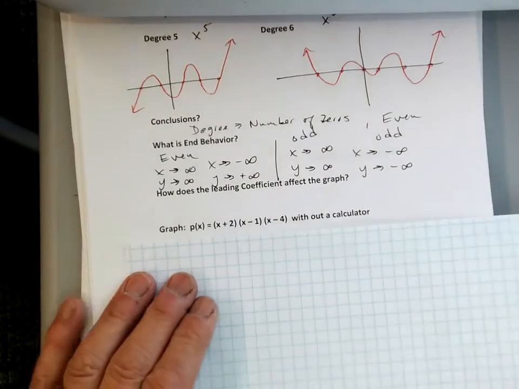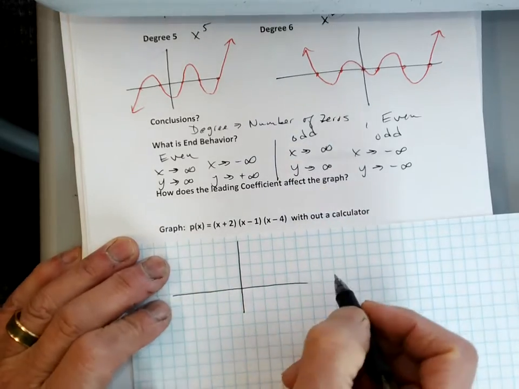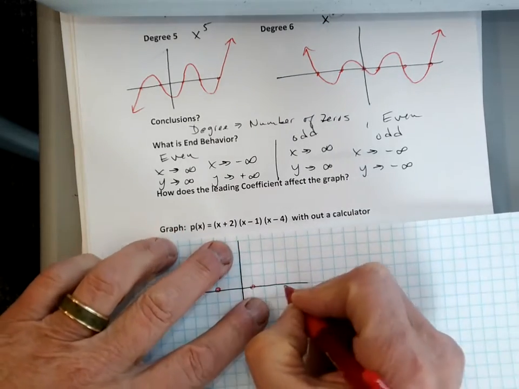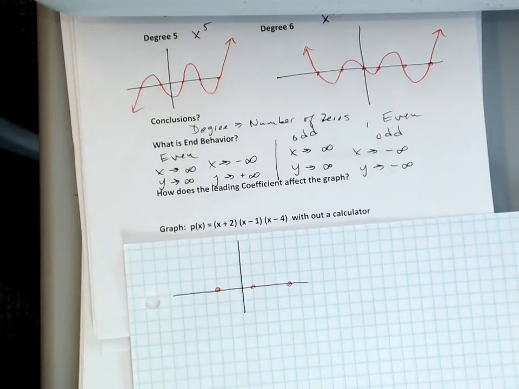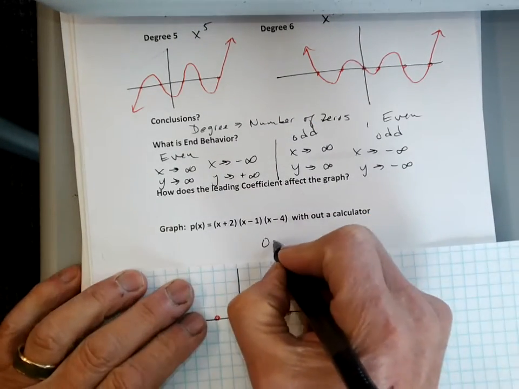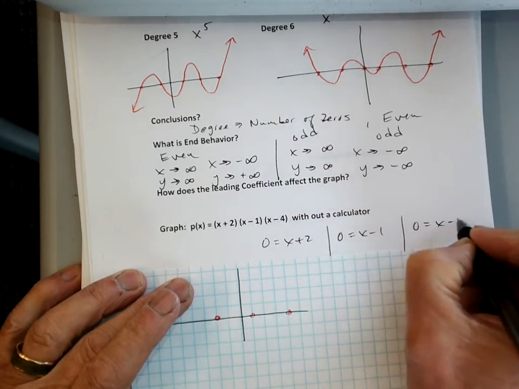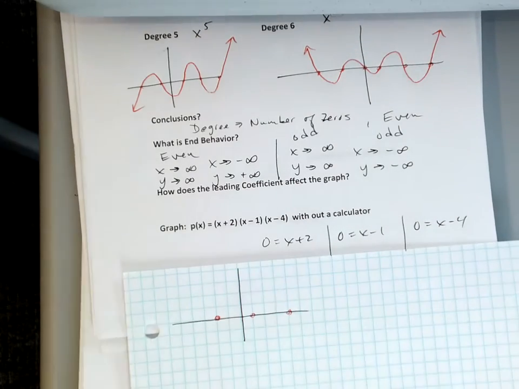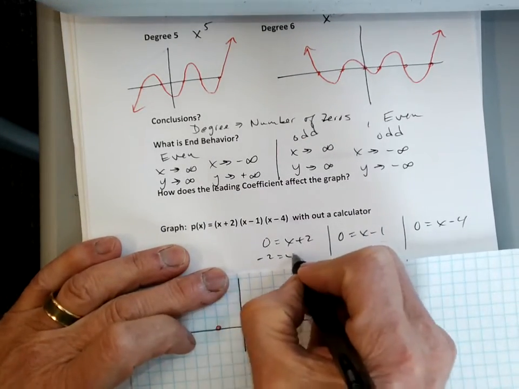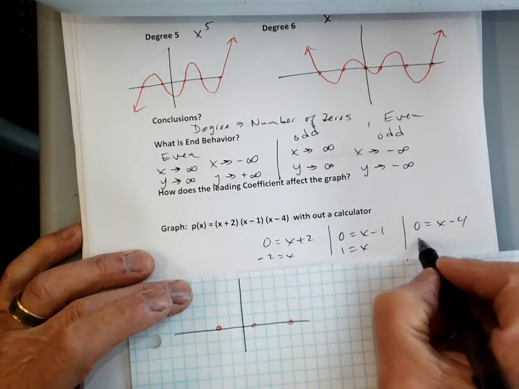Okay, now let's take a look at this one. So we're going to do it without a calculator. So here's what I know. I know I'm going to have zeros at -2, +1, and 4. Okay, because we know if we set it equal to 0 and we solve. Oh, we did this in geometry. Remember how we did this in geometry? You'd get x equals -2. Okay, that's there. You'd have x equals 1. That's there. And we'd have x equals 4.